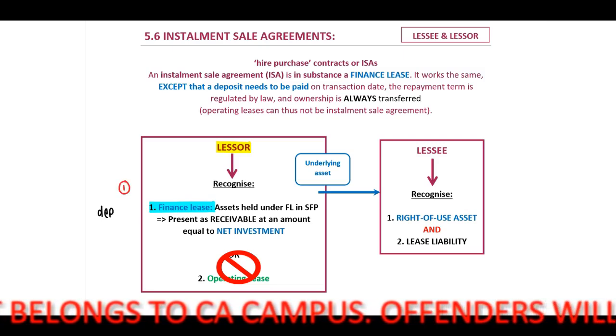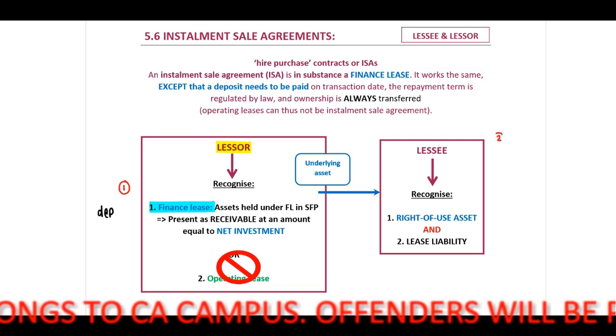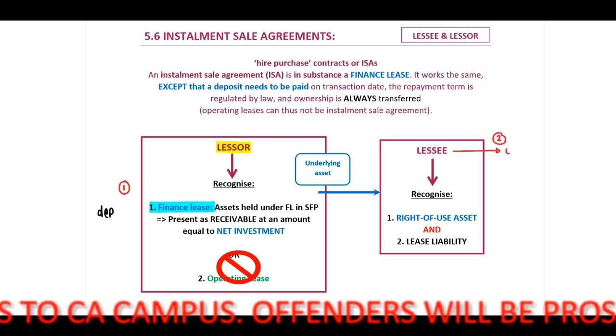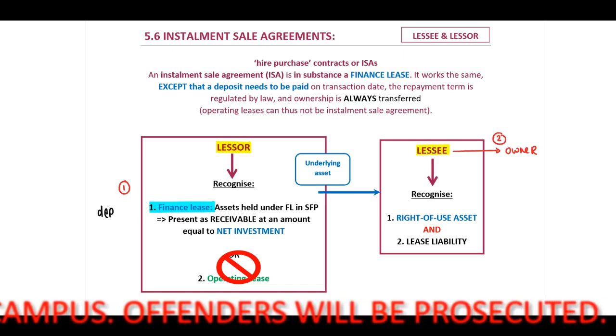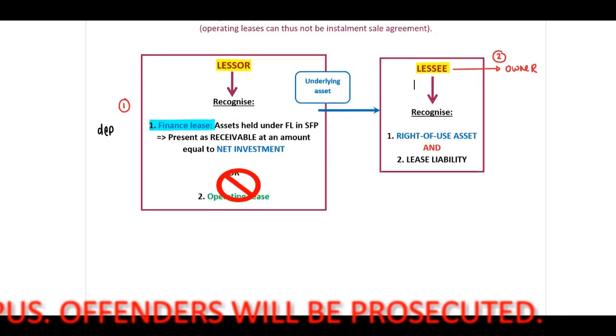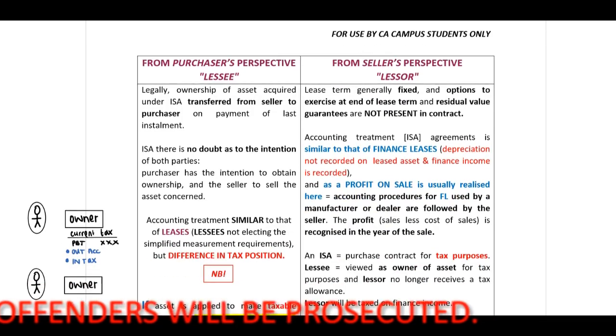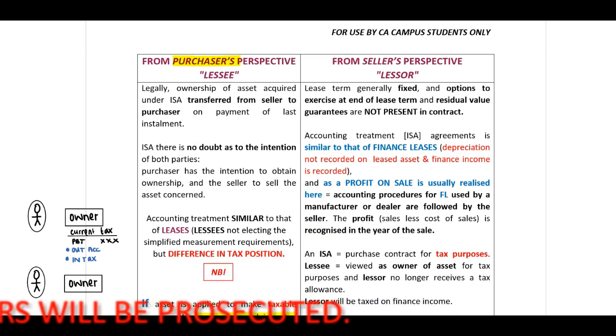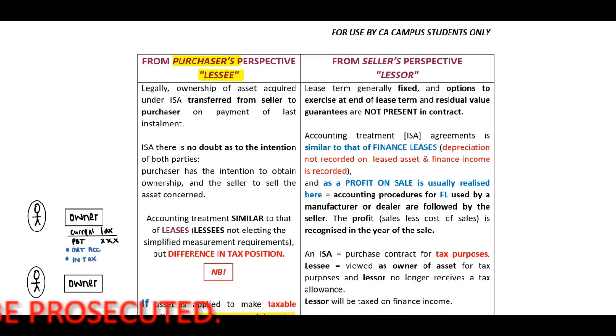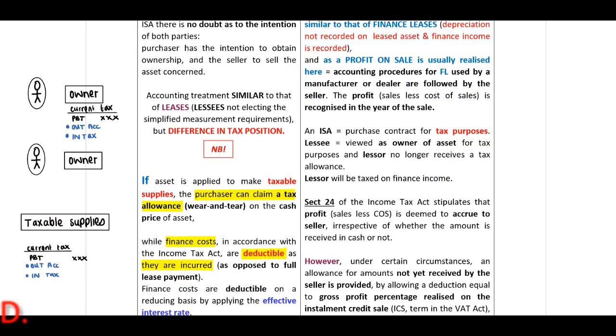The second difference, our lessee will now be regarded as the owner of our asset. But guys, these differences have quite an impact on our tax. Let's have a look at this. Okay, now from your purchaser's perspective, which will now be our lessee, we've identified that ownership will transfer of the asset. Now, when you think about the tax implication, guys, you need to be with me on this one.